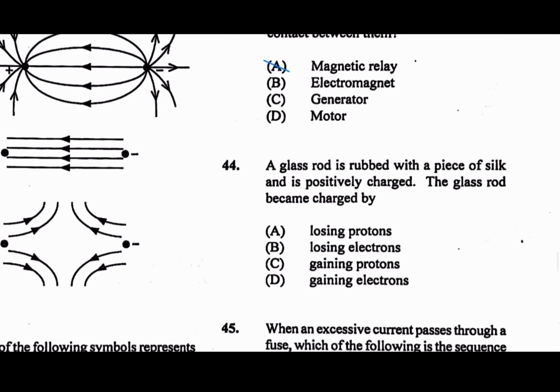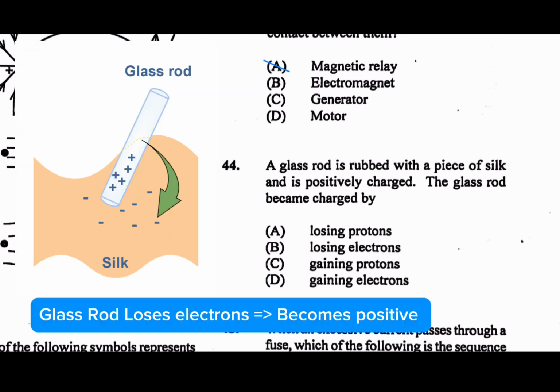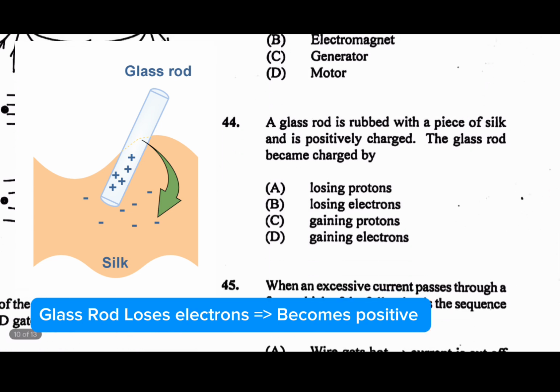Question 44. A glass rod is rubbed with a piece of silk and is positively charged. The glass rod became charged by losing electrons. When you rub a glass rod on a piece of silk, some of the weakly held valence electrons actually get transferred to the silk. So the glass rod became charged by losing electrons, right? Notice it said and is positively charged. To become positively charged, you have to lose electrons.